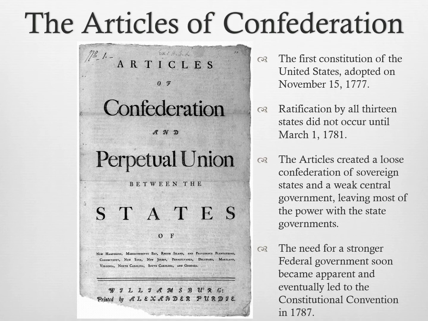Now, it's going to be ratified by all 13 states, but it's not going to happen until March 1st, 1781. The Articles created a loose confederation of sovereign states and a weak central government, leaving most of the power with the state governments. So there is this need for a stronger federal government soon, which is going to become apparent and eventually lead to the Constitutional Convention of 1787.